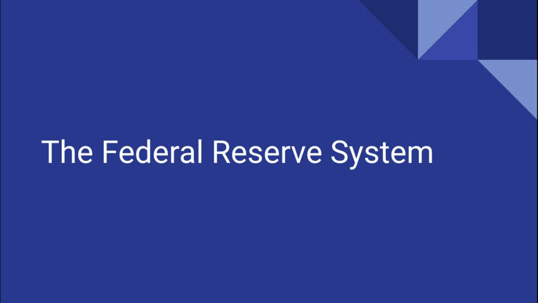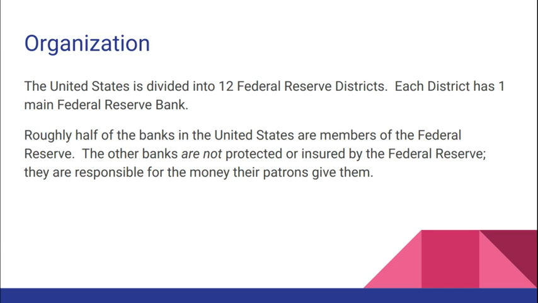So all of this kind of runs through what we call the Federal Reserve System. The United States is divided into 12 Federal Reserve districts. Each district has one Federal Reserve Bank. Roughly half the banks in the United States are members of the Federal Reserve, and the other banks are not protected or insured by the Federal Reserve, and they are responsible for the money their patrons give them. It'd be like the FDIC, the little plaques that you see at the bank when you go to take money out or cash a check.